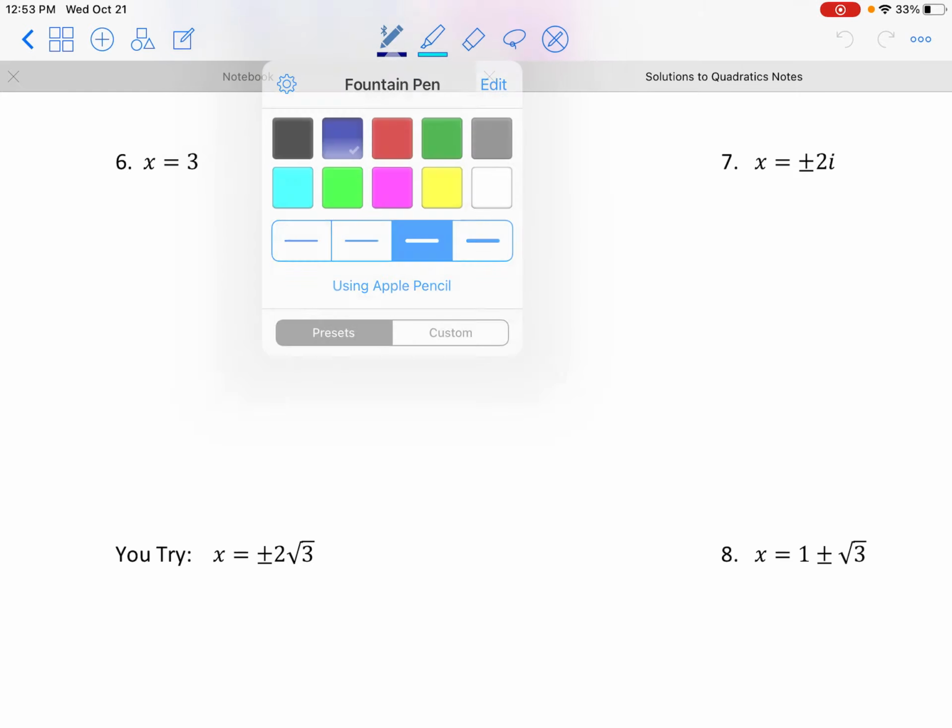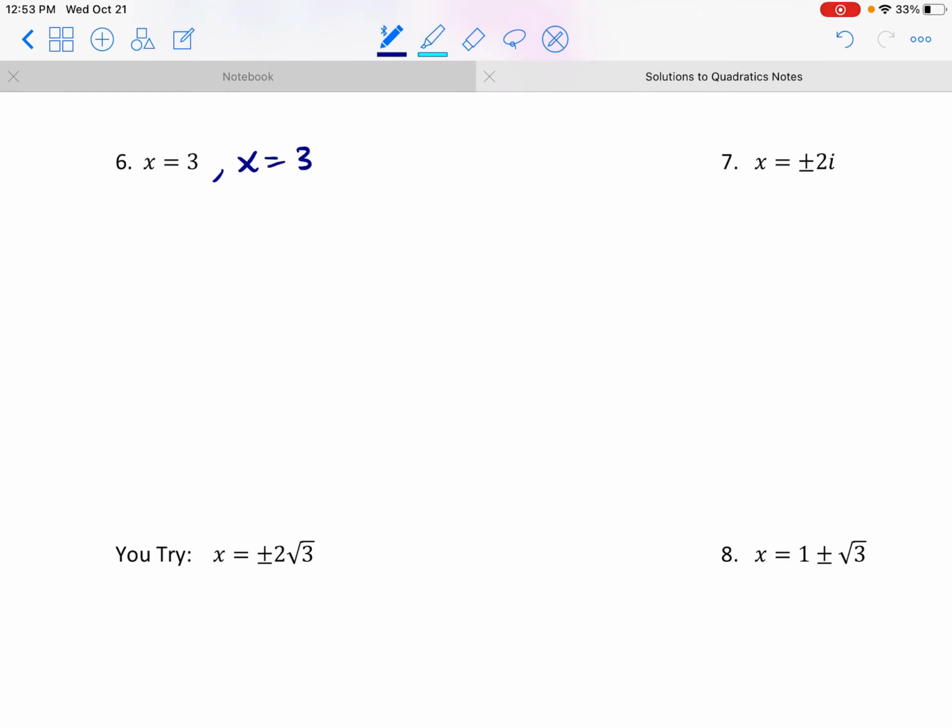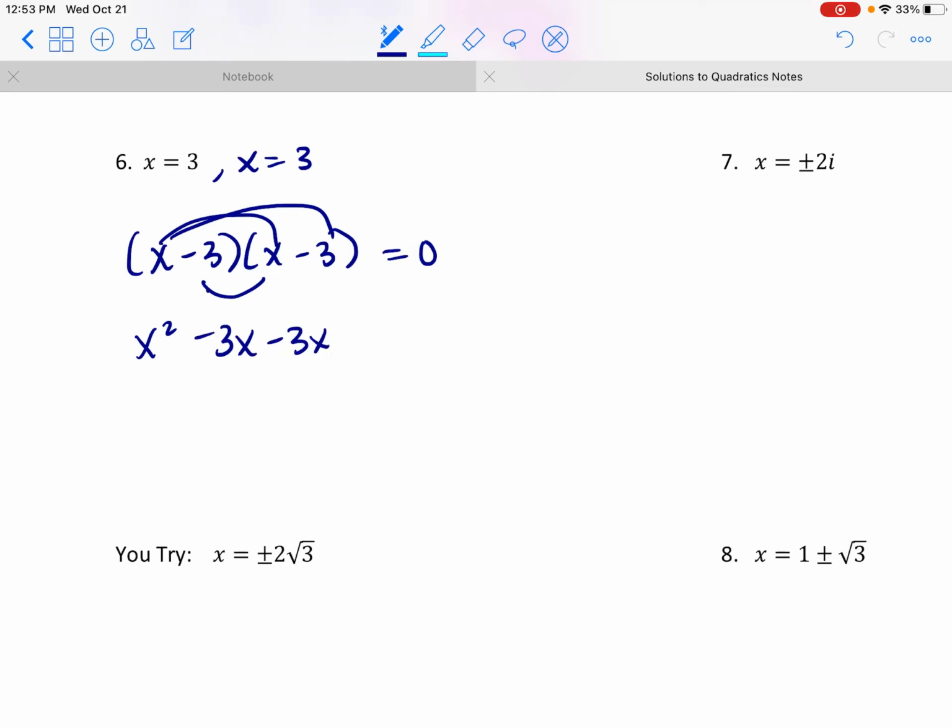So x equals 3 and x equals 3 means x minus 3 is going to be a factor twice. So x² minus 3x, and then plus 9. And combining like terms means x² minus 6x plus 9 has to equal 0 is the standard form for our equation. So if your quadratic equation only has one solution, technically it still has two, okay? It's just the same one twice, so we don't state it twice.